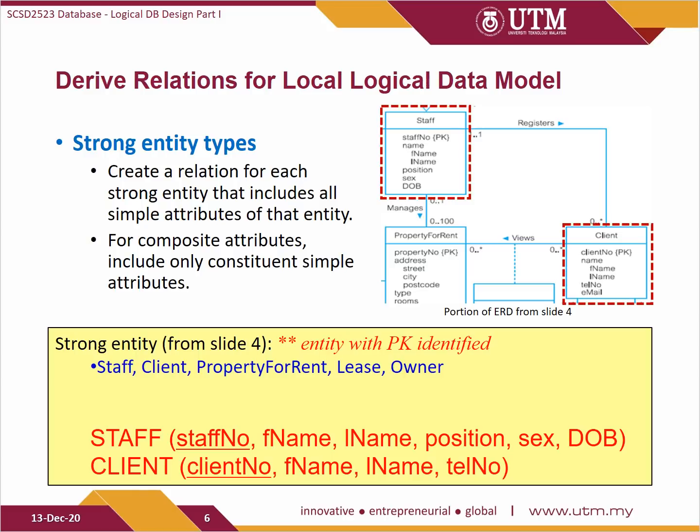For example, the composition of the Staff relation shown in this slide is: Staff consists of staffNo, fName, lName, position, sex, and DOB, whereas the primary key is staffNo. And the Client relation consists of clientNo, fName, lName, and telNo, and the primary key is clientNo.